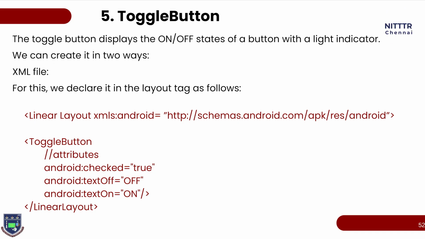First we have to set the unique identifier to refer to it in the activity code. Then next android:checked. Here the state is represented: it will set the initial state to on, that is true, or off, which represents false. The next line is android:textOn, the text displayed when the button is on. Next line, android:textOff, where the text is displayed when the button is off. So next we will move into the next button, that is the radio button.